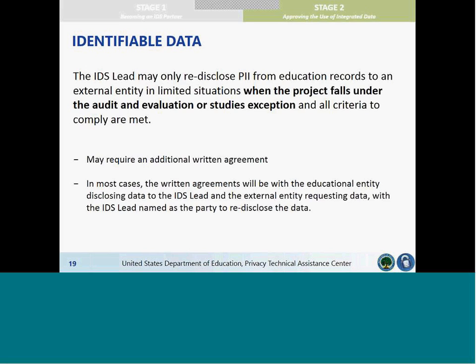Particularly under audit and evaluation, the purposes of the evaluation or the study will need to be properly spelled out in the terms of the agreement, and there are always provisions relating to data security, data access, and prevention of further redisclosures that have to be in there. We have resources available online that can point out what the specific requirements for written agreements are for both of these exceptions.